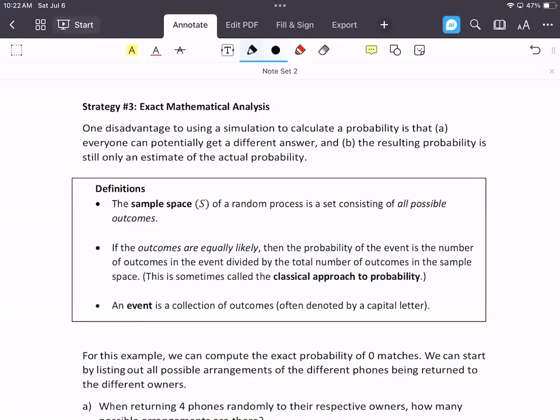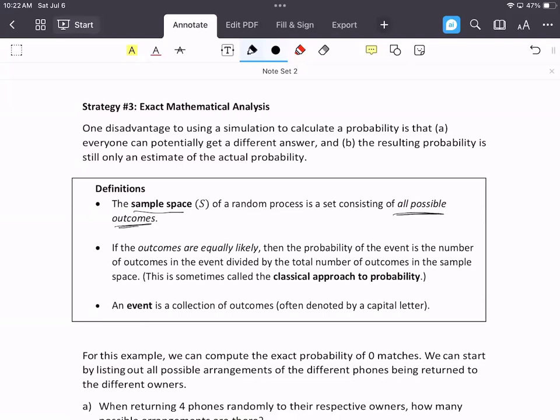The first one is sample space, and you'll notice we will write it with a capital S. But what is sample space? The sample space of a random process is a set consisting of all possible outcomes. So we need all possible outcomes, usually written out, or we need to know what the count would be so that we can calculate the probability.